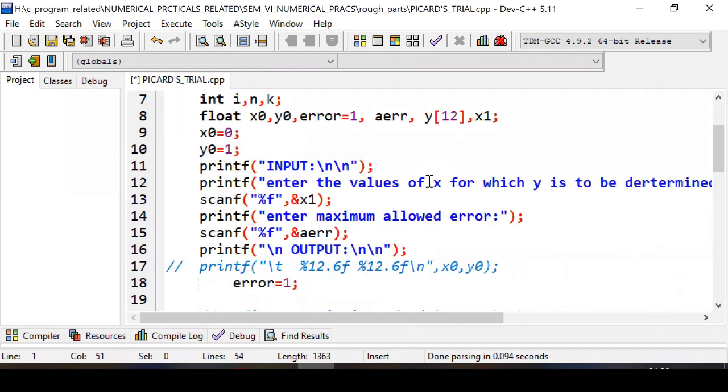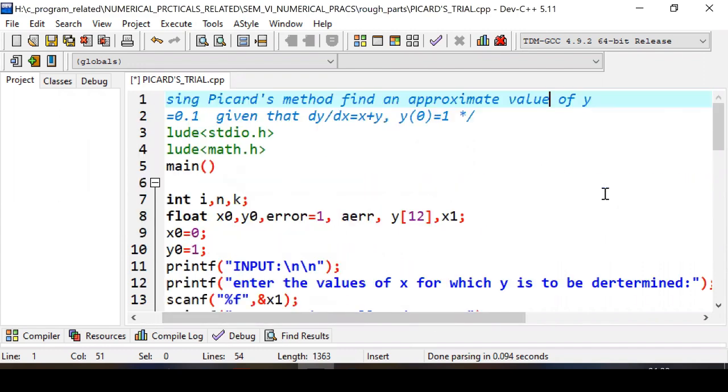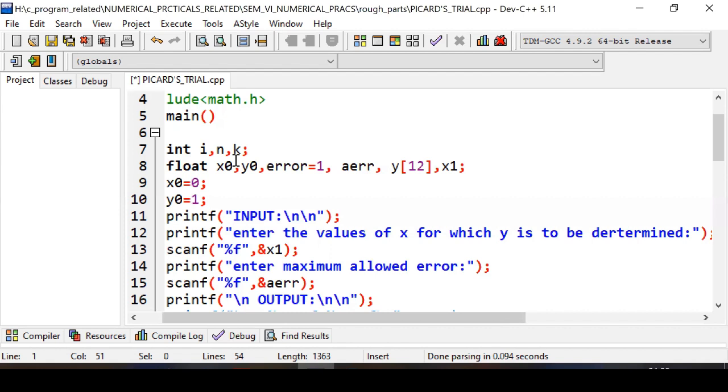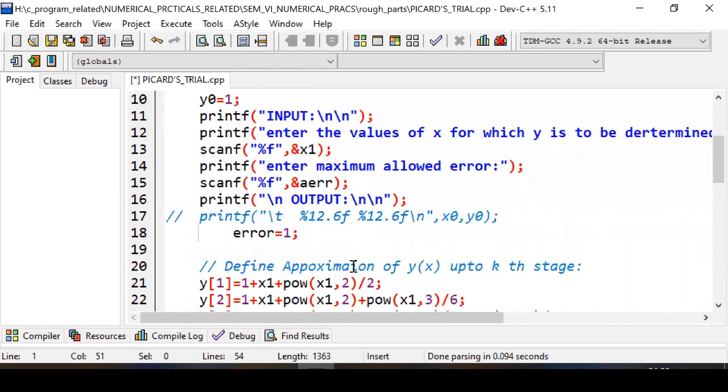And then what you have to ask the user is to provide the value of x for which y is to be determined. So here it is 0.1. So the user should provide 0.1. And also the accuracy: the user has to enter the maximum allowed error. So this one is stored inside x1 and this one is stored in the variable aerr. And then you are giving the output as the printing part.